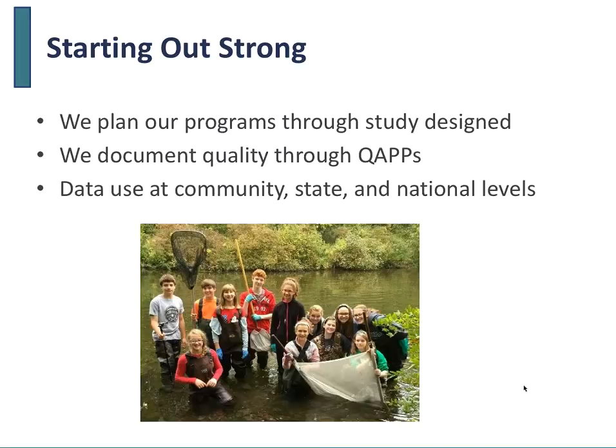But what sets us apart in volunteer monitoring is that we plan our programs through the study design process. We document the quality through the quality assurance project planning, and we really strive to use the data at the community level, the state level, and at the national level.